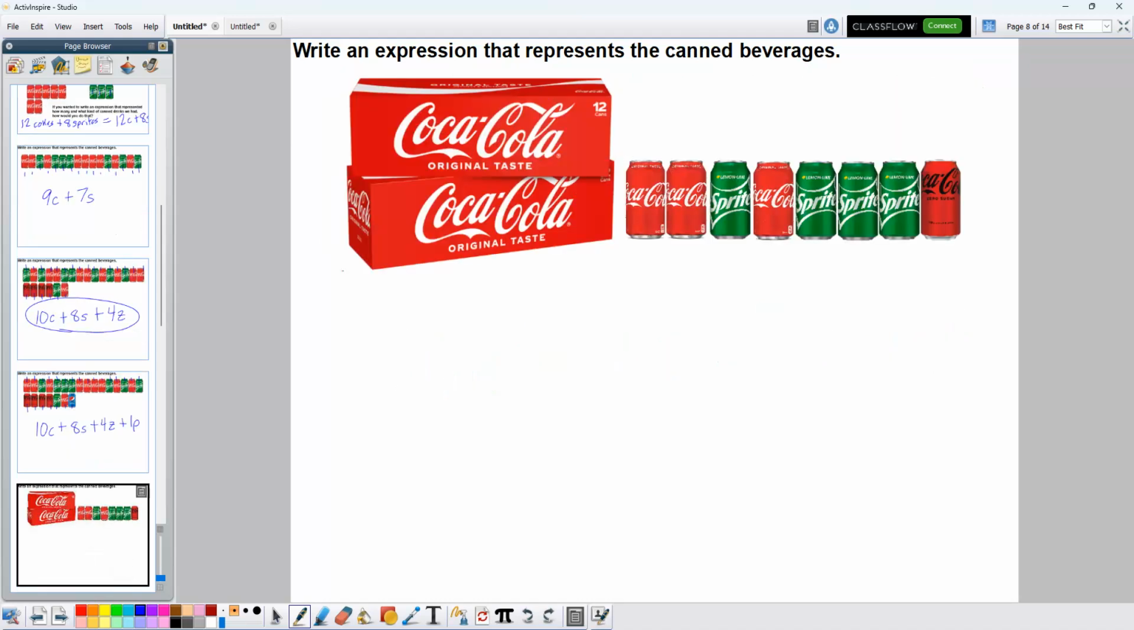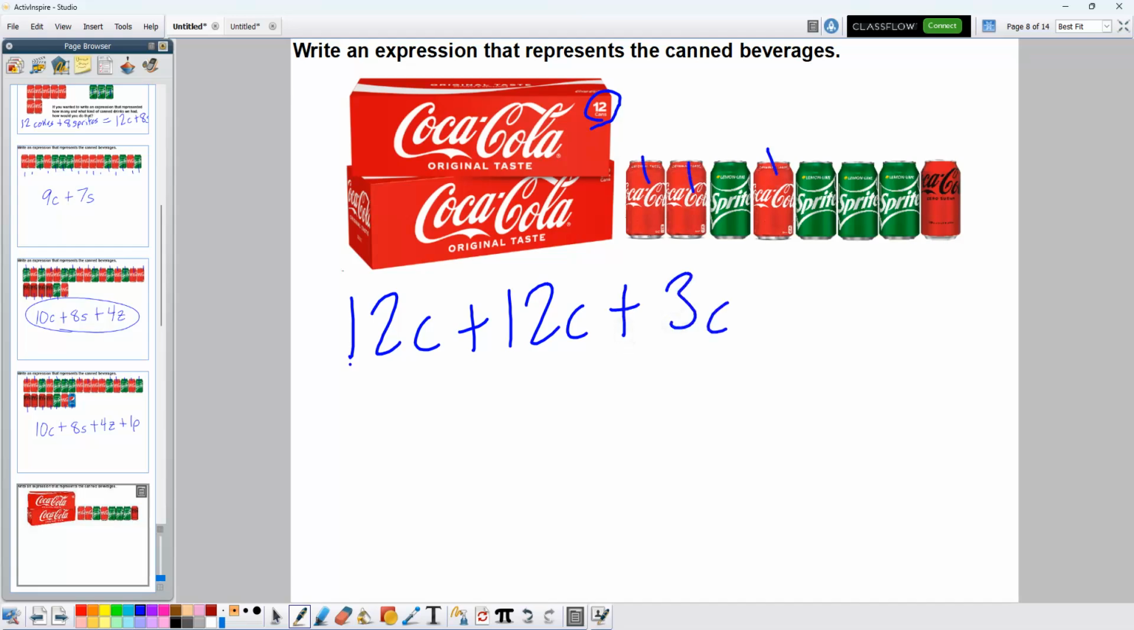Next. Well, you know, I didn't even need to put that number right there. You would know how many Cokes are in that little box without even that number being right there. How many are in there? 12. So it's kind of like I've got 12 Cokes plus another 12 Cokes plus 1, 2, 3 Cokes plus how many Sprites? 1, 2, 3, 4 Sprites plus 1 Coke Zero.